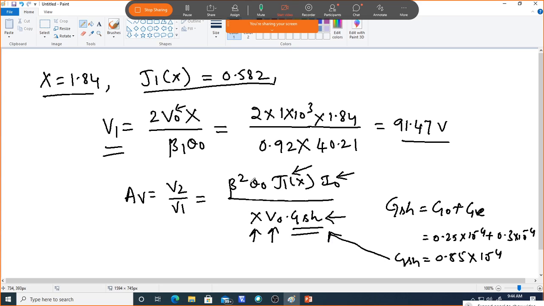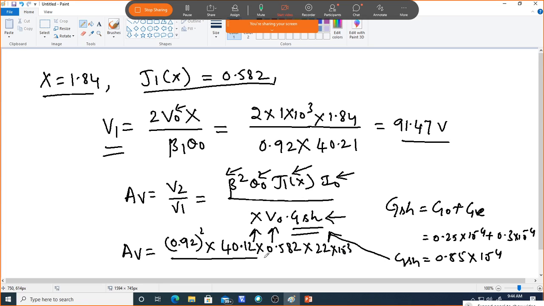Okay, and you know all the parameters, the beam coupling coefficient, which is calculated, and theta naught. So now you can calculate AV. AV is given by 0.92 square into theta naught. How much is theta naught in radians? It is 40 point something 12. Into J1 of x, which is 0.582, and I naught, which is 22 milliampere. This is divided by x, which is 1.84.